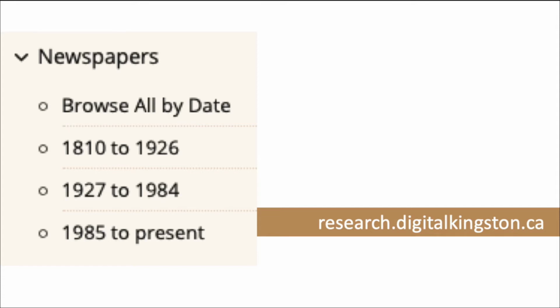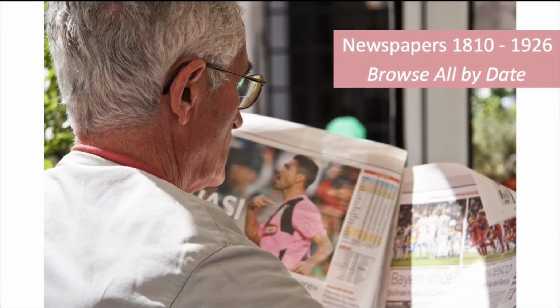But today we'll look at the first option in this list, Browse All by Date. At first glance, this may look like a magical link, as if you could click the button and browse every single issue of the newspaper that was ever published.